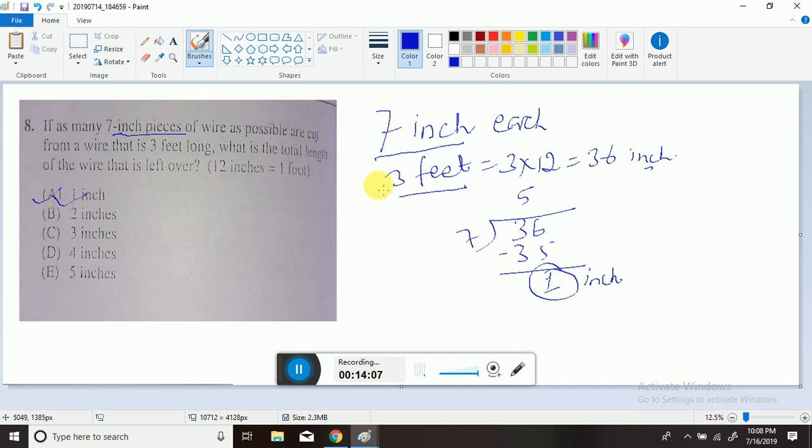This is a very simple division, but the question is twisted with the language. So we need to be careful while reading the question. Please try to understand everything. The information that 1 foot equals 12 inches may not be provided, so this type of information we also need to know.